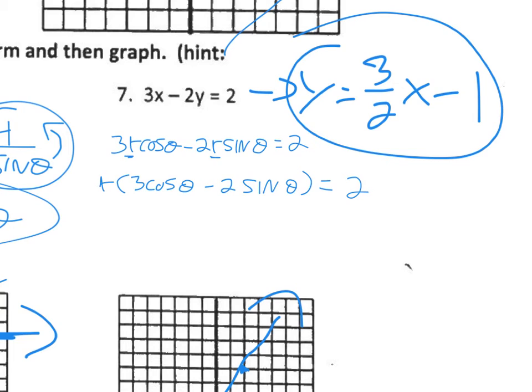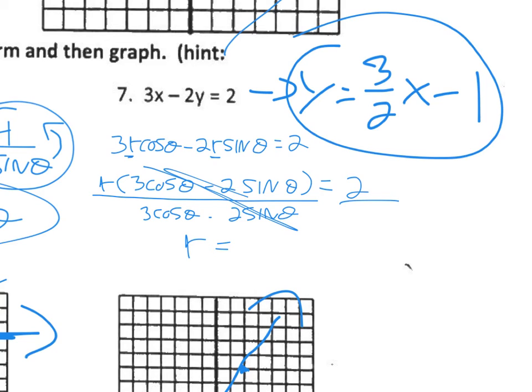All right. Then to get r by itself, this whole mess inside the parentheses, I'm just going to divide by that, because it's r times whatever's in parentheses. So I'm going to divide by 3 cosine of theta minus 2 sine of theta. This whole mess goes away, so we have r by itself. And then I'm going to divide this side by 3 cosine of theta minus 2 sine of theta.